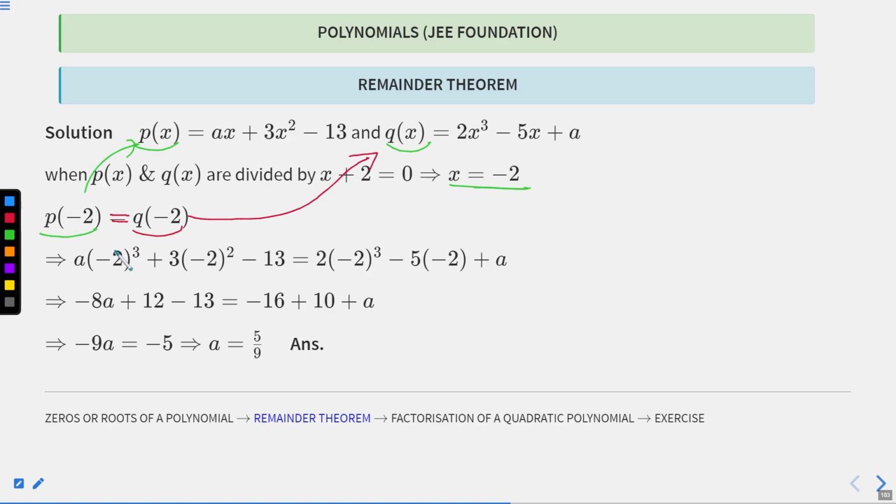Now just solve it by replacing every x by minus 2. So a times minus 2 whole cube, plus 3 times minus 2 whole square, minus 13, is equal to 2 times minus 2 whole cube minus 5 times minus 2 plus a. Now solve it quickly. So it will be plus 10, it will be minus 16, this remains untouched, and this is just 12, and this is minus 8a. I hope this is clear.